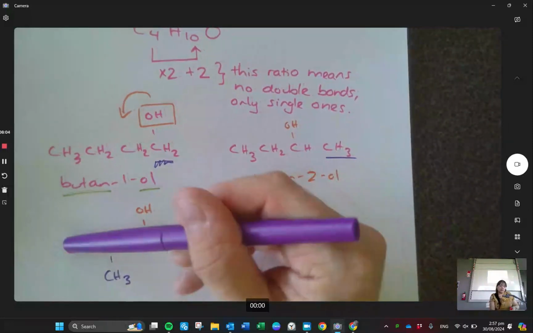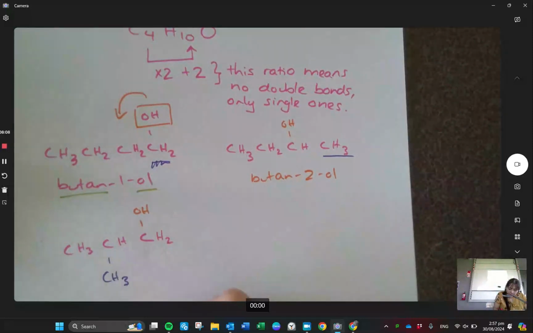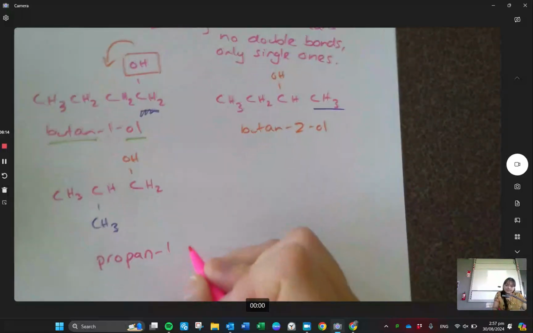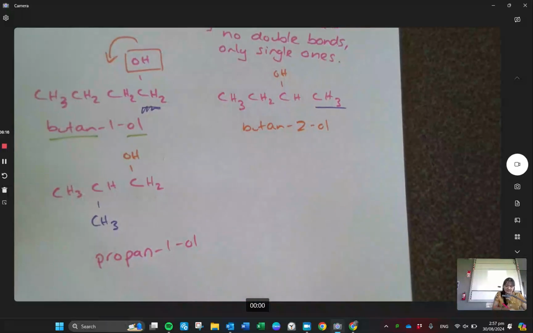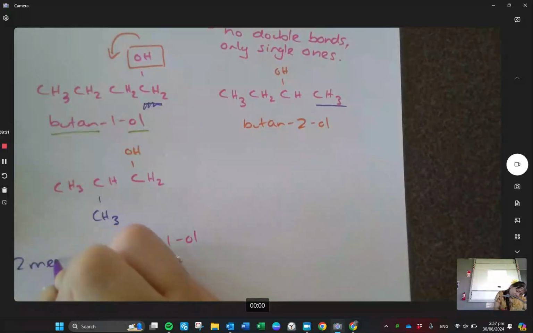So 1, 2, 3, I now have propan. And then we're having it on carbon number 1, ol, and then I need to name my methyl. My methyl is on carbon number 2. So 2-methyl.